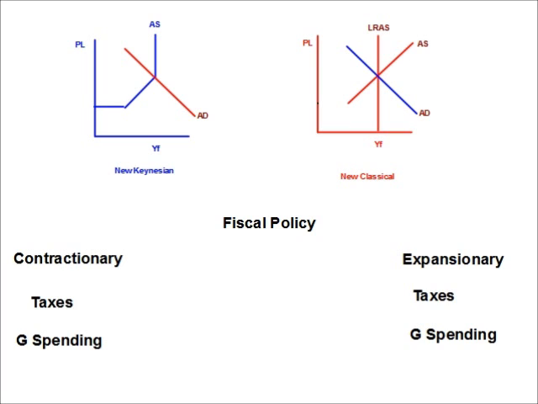Now, fiscal policies involve two different options, and those are changing taxes and changing government spending. We have two kinds of fiscal policy, contractionary and expansionary. Now, contractionary occurs in times of inflation.